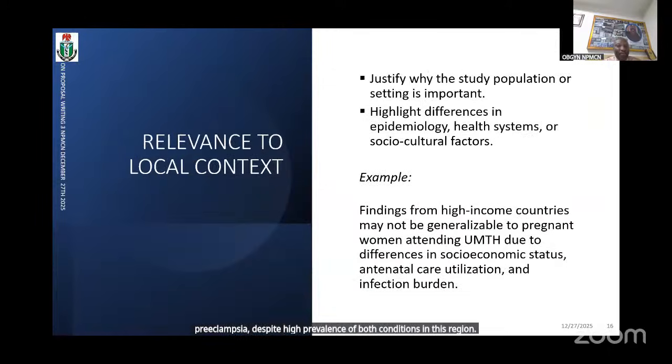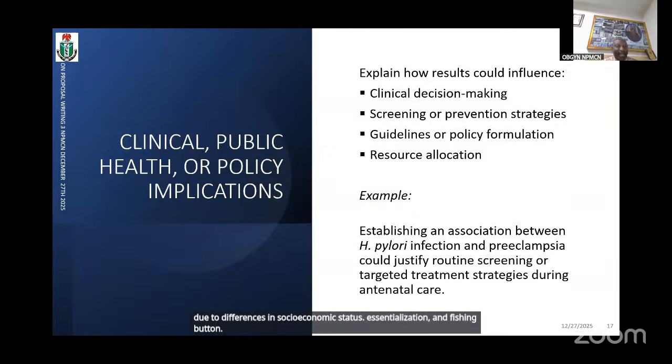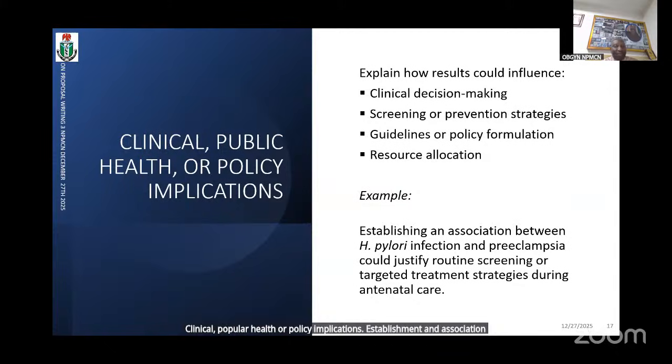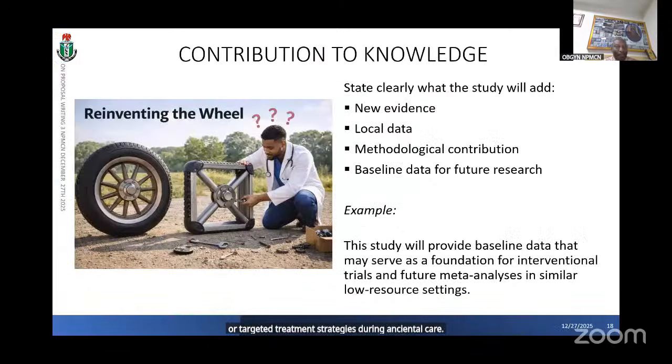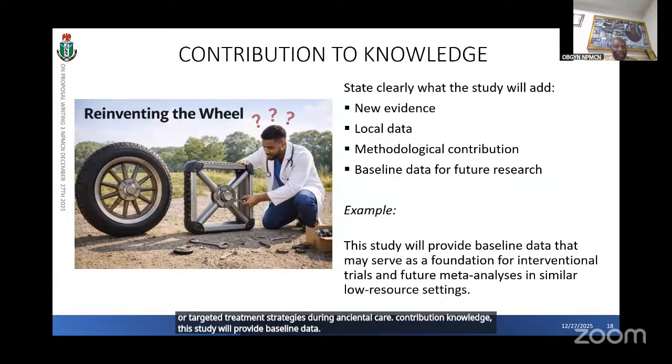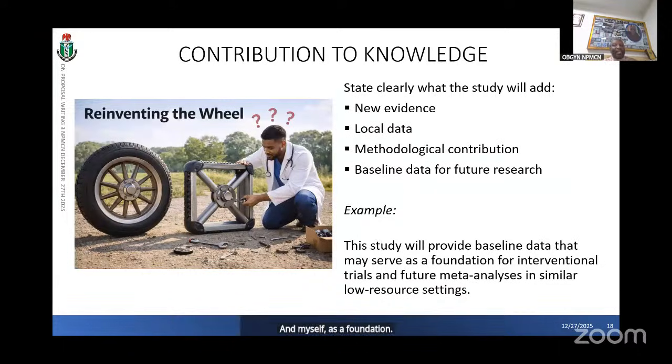Relevance to local context: Findings from high-income countries may not be generalizable to pregnant women attending UMTH due to differences in socioeconomic status, ancestral characterization, and infection burden. Clinical, public health, or policy implications: Establishing an association between H. pylori infection and preeclampsia could justify routine screening or targeted treatment strategies during antenatal care. Contribution to knowledge: This study will provide baseline data and may serve as a foundation for interventional trials and future meta-analysis in similar low resource settings.